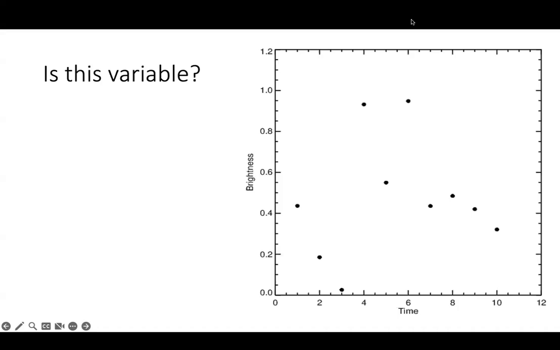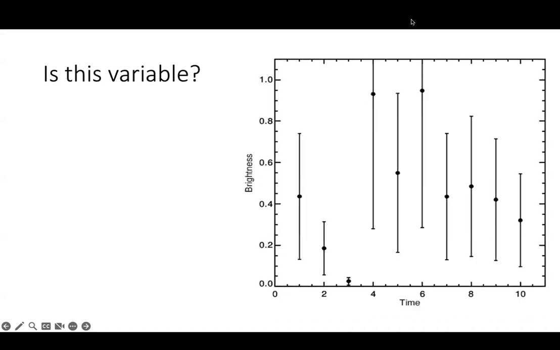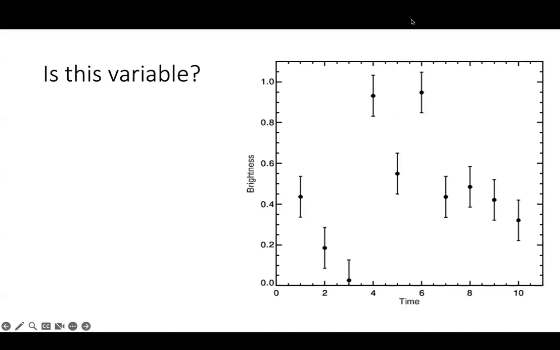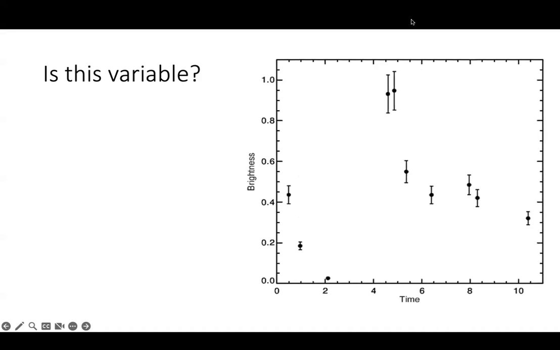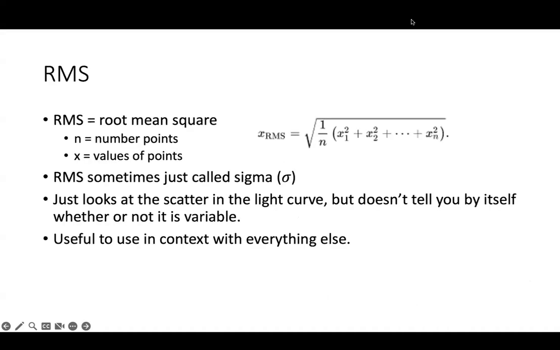All right, so here I have something, brightness as a function of time. Is this variable? I'm going to add some error bars. Is this variable? What about that? Is that variable? What about that? Now I've got different size error bars. What about that? Now they're not evenly sampled. So there's many different tools you can use.